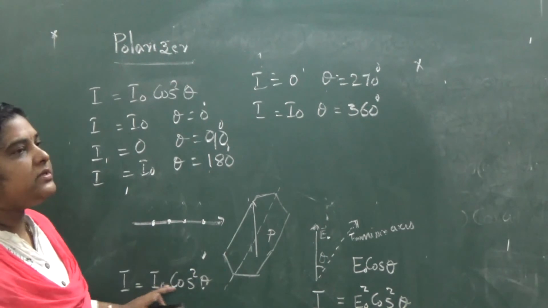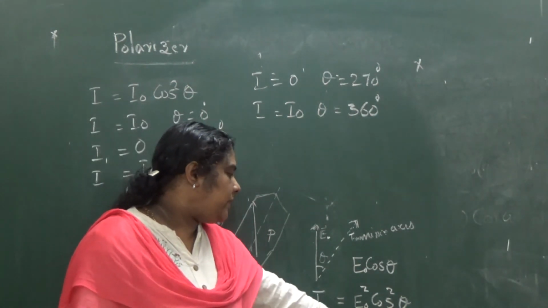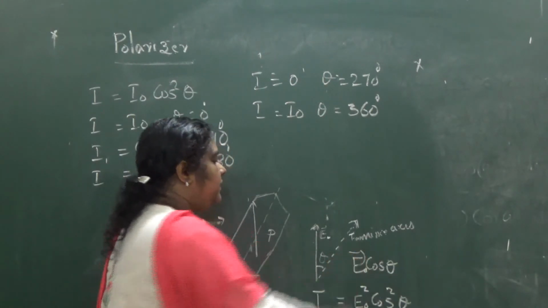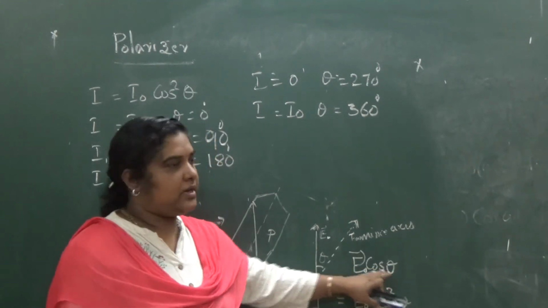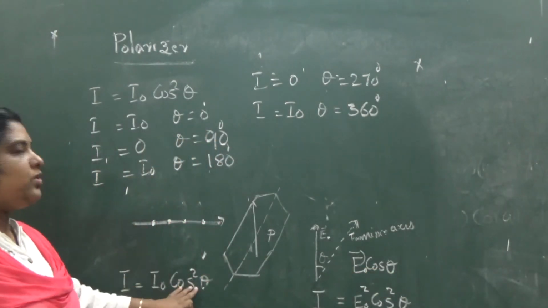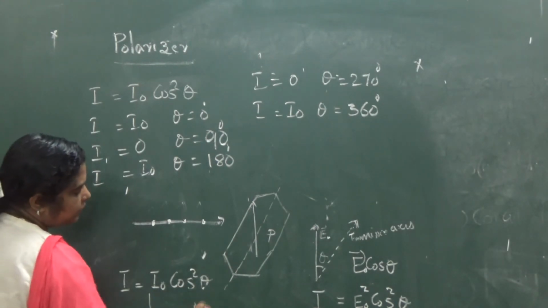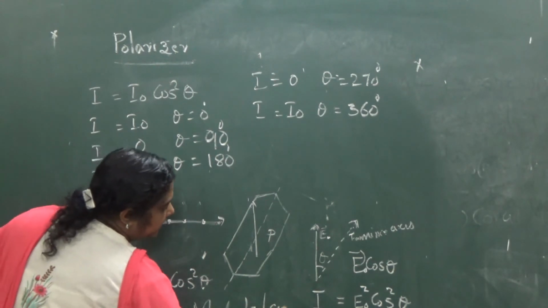So I is equal to I0 cos square theta. Actually, electric field E0 is a vector, so that is split along our transmission axis. So I is equal to I0 cos square theta. This law is called what? Malus's law. Malus actually observed this phenomenon.